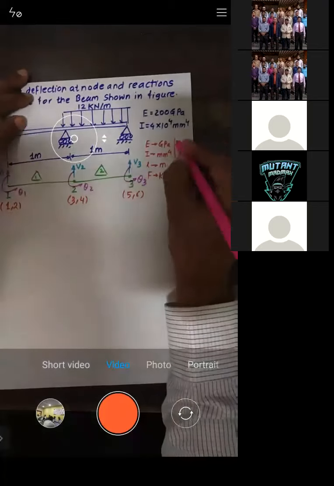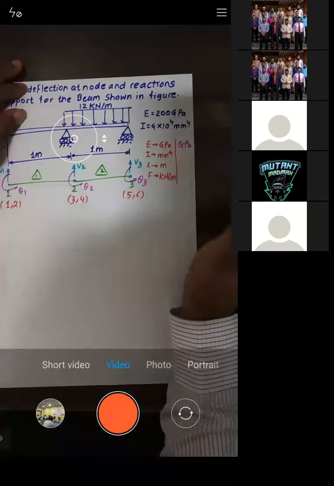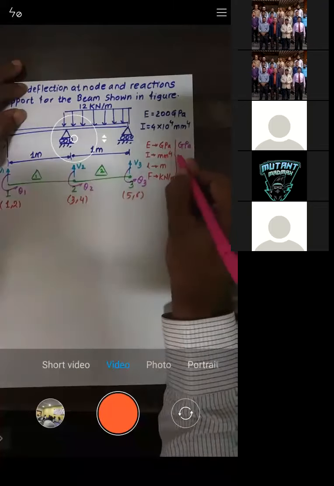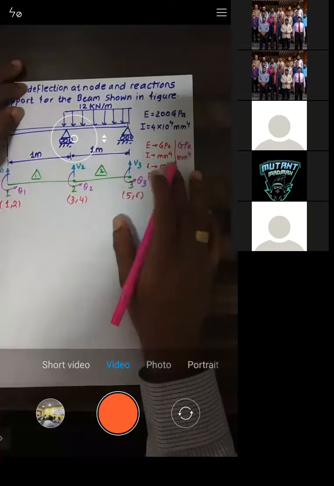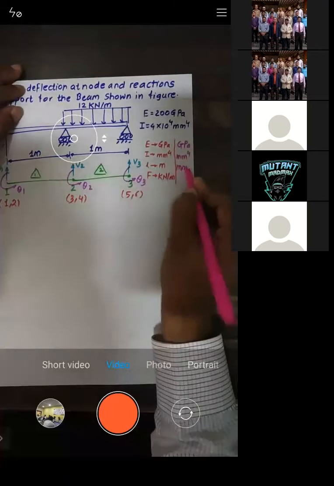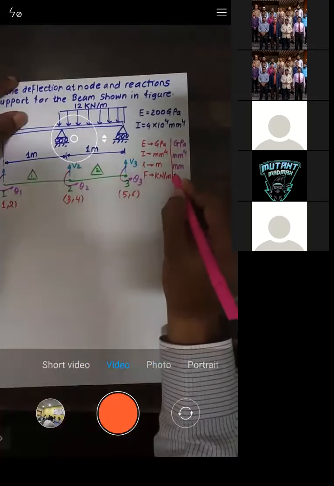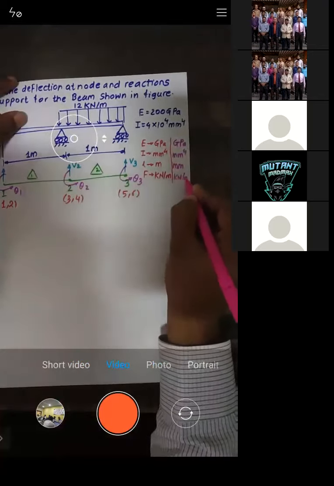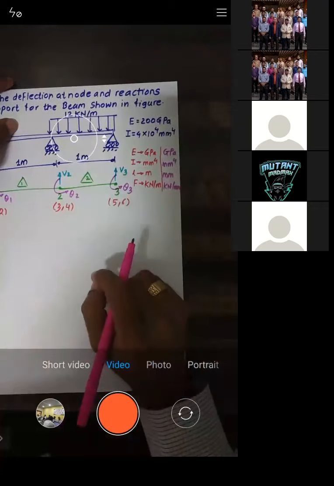If E is in gigapascal, we keep it in gigapascal. I is in mm raised to power 4, we keep it in mm raised to power 4 only. The length in meter, we then need to convert into mm. And this kilonewton per meter, we need to convert into kilonewton per mm.